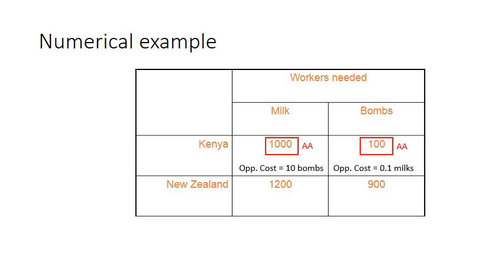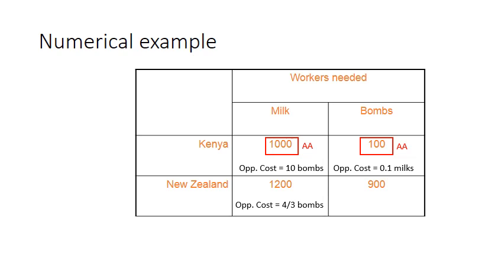Same principle with New Zealand. The opportunity cost of producing milk, where you could have made 4/3 of a bomb with those 1,200 workers: 900 workers to make the first bomb, and then 300 left over to make another third of a bomb, would take you to 4/3 of a bomb. To get to that figure, all we've done is divided 1,200 by 900.